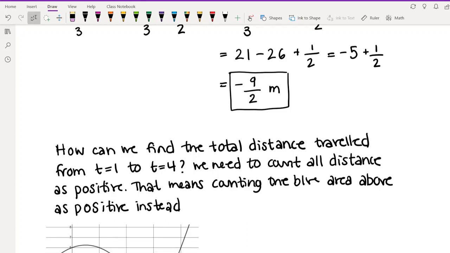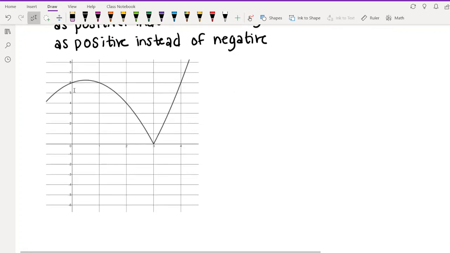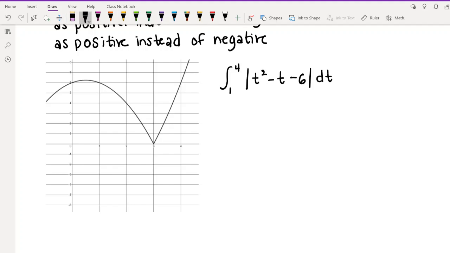And so one way that you can communicate that idea of counting all the area as positive is you can take the absolute value of your function, right? Because when you take the absolute value of a function, that has the effect of flipping anything that used to be below the x-axis, or the t-axis in this case, to be now above the t-axis. So if we take the integral from 1 to 4 of the absolute value of t squared minus t minus 6, that will give us the total distance traveled.